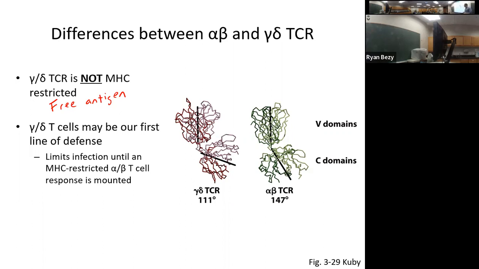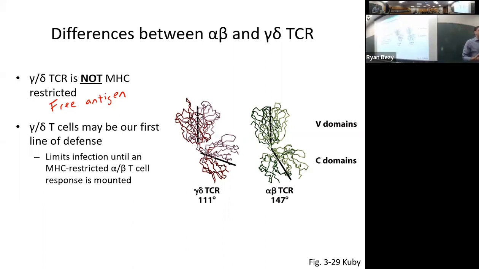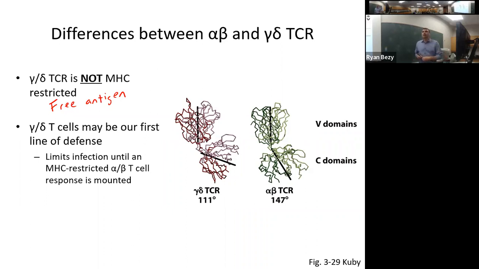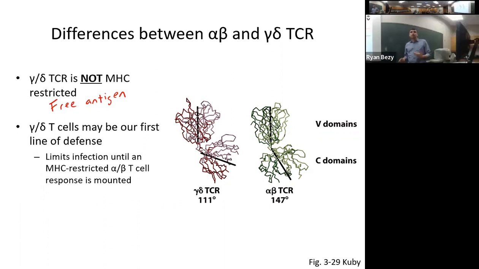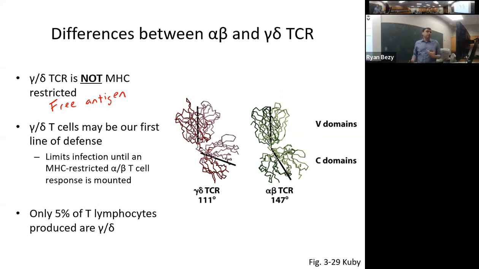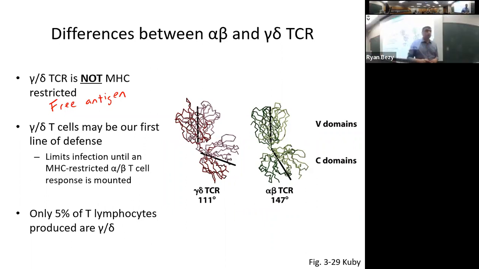Okay. And the idea is these gamma delta T cells may be actually our first lines of defense when it comes to adaptive immunity. They may function a little faster than the alpha beta variety of T cells. And so they can actually function first and limit the infection until an MHC restricted alpha beta T cell response is mounted. So these are kind of our first responder version of a T cell. Okay. But again, only 5% of our T lymphocytes are the gamma delta variety, have that gamma delta T cell receptor. Questions about that?